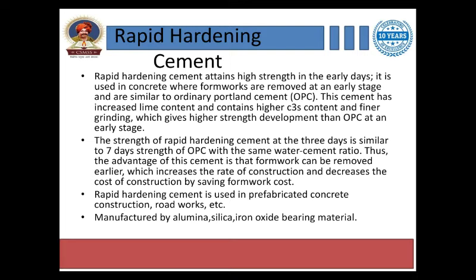The strength of rapid hardening cement at 3 days is similar to the 7-day strength of OPC. Here he has mentioned that point. With the same water cement ratio, the advantage of this cement is that formwork can be removed earlier, which increases the rate of construction and decreases the cost of construction by saving formwork cost. Right? We can utilize that formwork in any other part of the building or structure. Rapid hardening cement is used in prefabricated concrete construction, roadworks and so on. Then what are the contents? Aluminum, silica and iron oxide bearing materials are contained in rapid hardening cement. So this is all about rapid hardening cement. You have to write down the uses and chemical constituents also in your end semester exams.